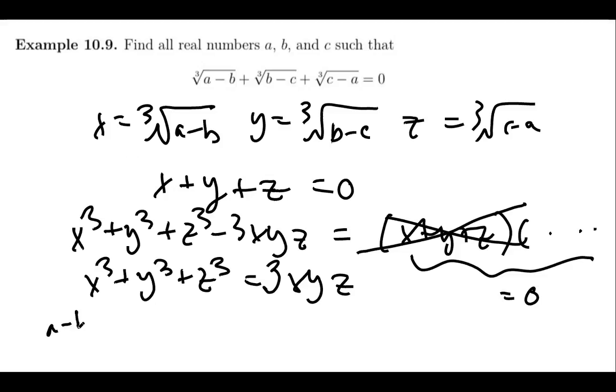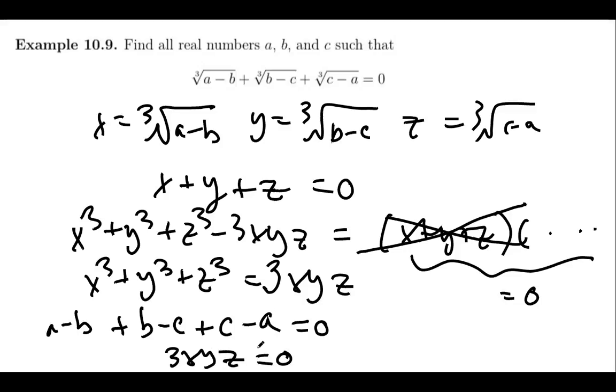So a minus b plus b minus c plus c minus a, that equals to 0. So that means 3xyz equals to 0. And notice that in order for this to be true, one of these three variables, x, y, or z, has to be 0. So let's say x equals 0.